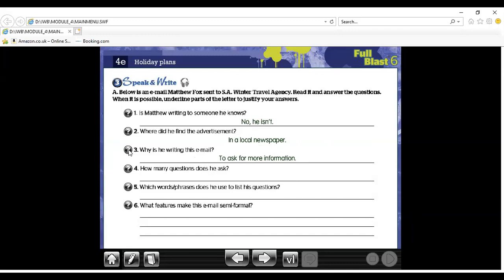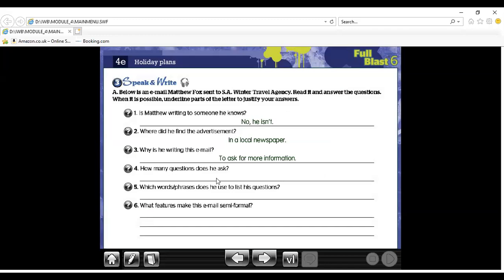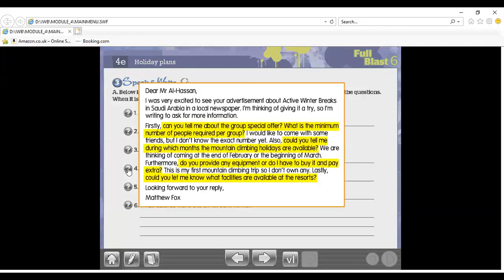Occasionally, the advertisement doesn't have all the information about the journey. Look, yes, I am writing to ask for more information about the price, about the discount, about the food, and so on. How many questions, as we discussed, did he ask? Let us check. First, you can underline it. Can you tell? That's number 1. Number 2, could you? After, what? Do you? After, could you?